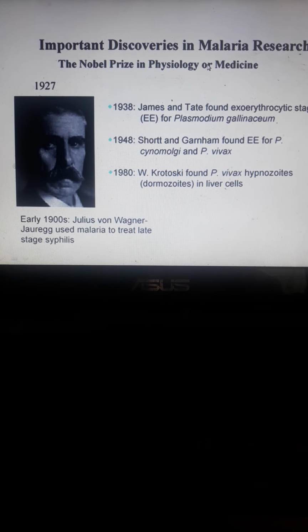Okay, important discoveries in malaria research, Nobel Prize in Physiology or Medicine. We have James and Tate who found the exoerythrocytic stage, or the EE, for Plasmodium gallinaceum, and Short and Garnham found the exoerythrocytic stage for Plasmodium cynomolgi and vivax. So take note, mga bata, exoerythrocytic stage, this refers to the schizogony, or the formation of schizonts in the liver.